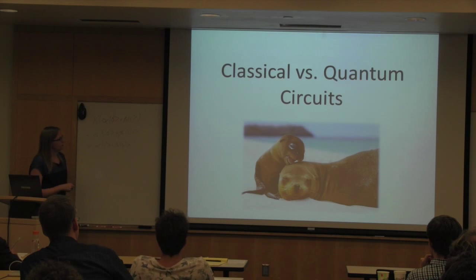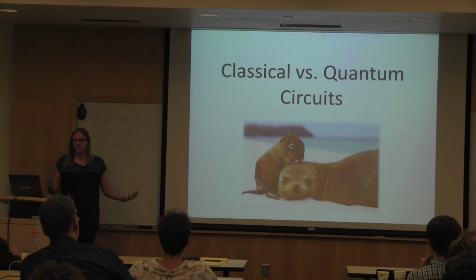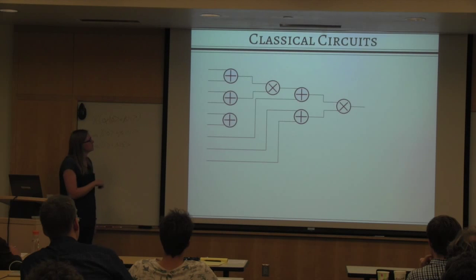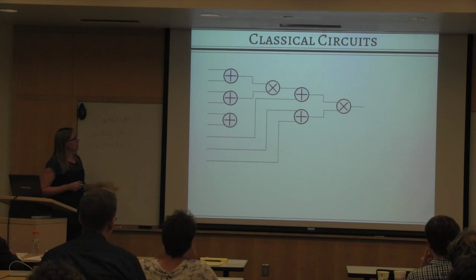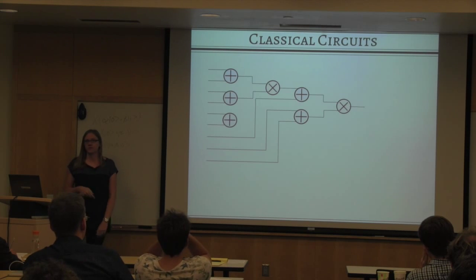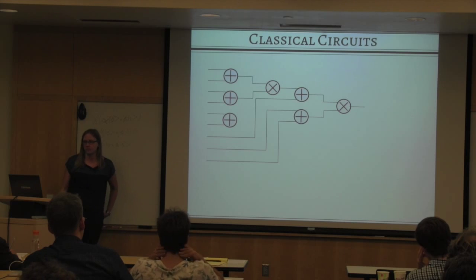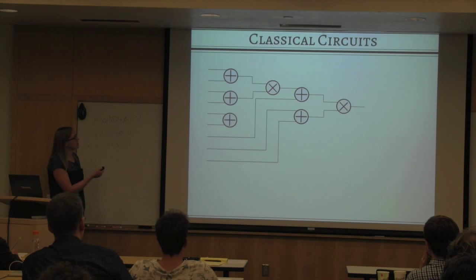Okay. Let's compare classical and quantum circuits. Classically, we could take the set of addition and multiplication gates, and this forms a universal gate set for classical computation. The addition gate takes 2 bits as input and outputs their sum mod 2. Similarly, the multiplication gate takes 2 bits as input and outputs their product mod 2.